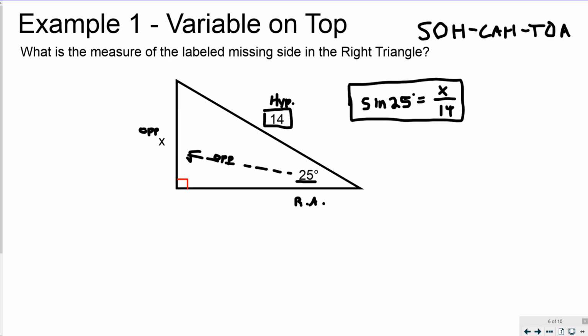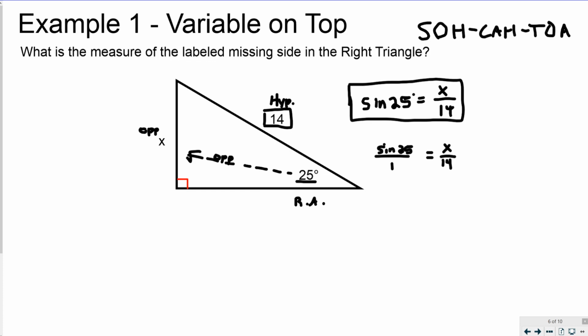Now I'm going to solve it. The sine of 25 is equal to x over 14. So what I'm going to do to solve it is write the sine of 25 over 1, and that is equal to this fraction on the other side, which stays the same, x over 14. Now I can treat this like any other proportion. I can just cross multiply these things.